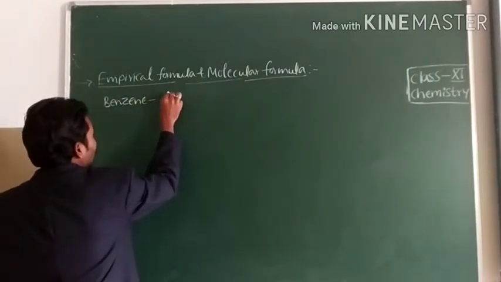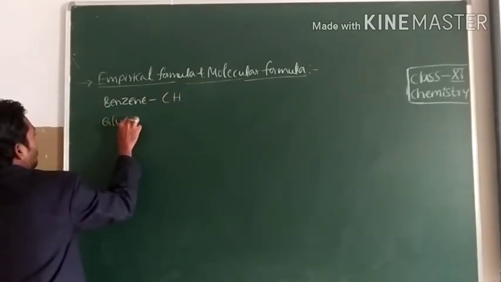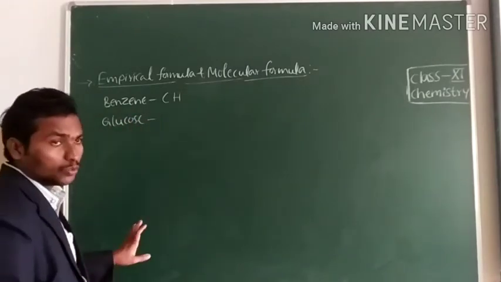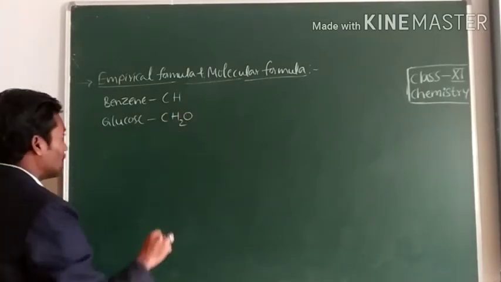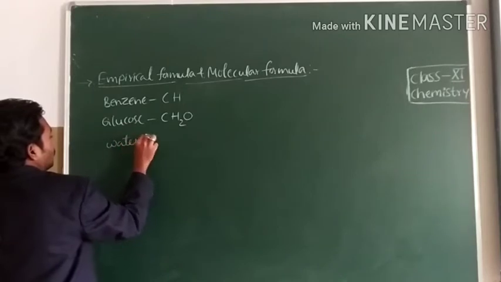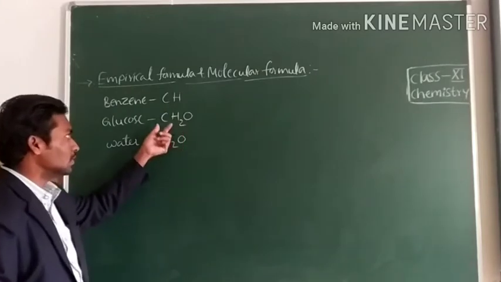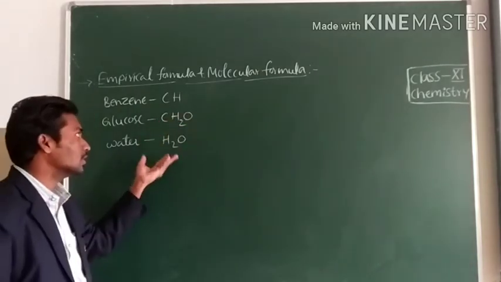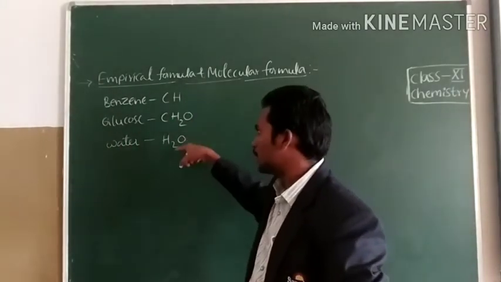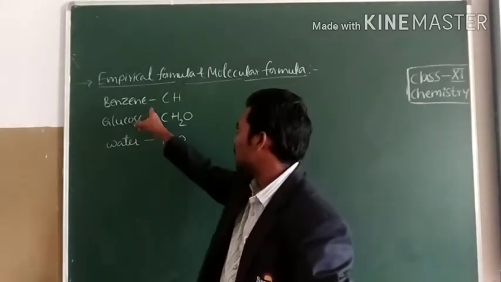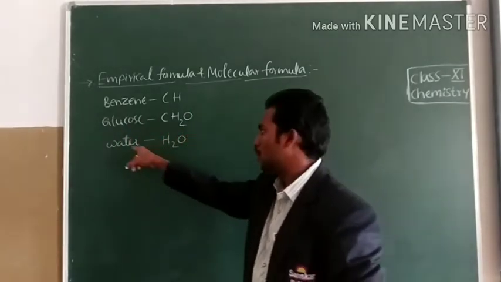For example, empirical formula of benzene is CH. And glucose: empirical formula of glucose is CH2O. And empirical formula of water is H2O. So these are some of the examples of empirical formula, which indicates the simplest whole number ratio of atoms of different elements in the given molecule. Here benzene empirical formula CH, glucose empirical formula CH2O, water empirical formula H2O.